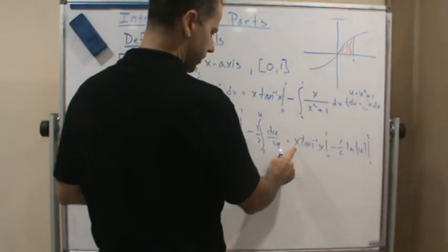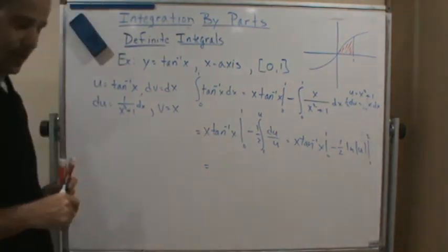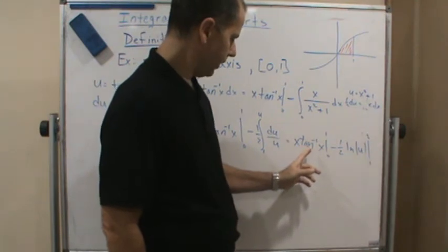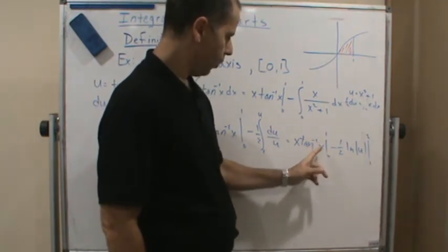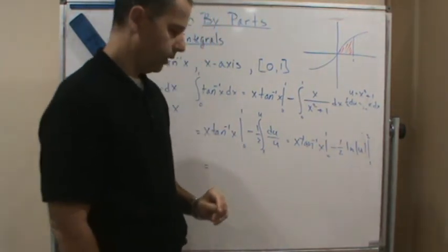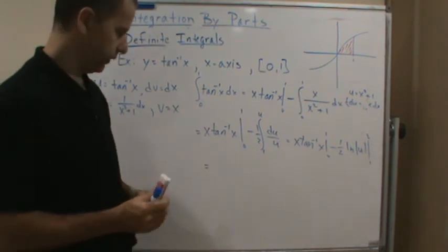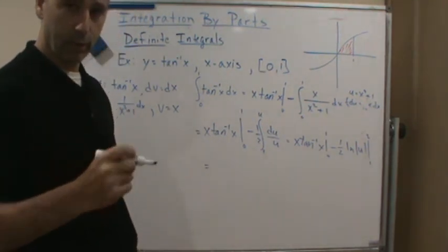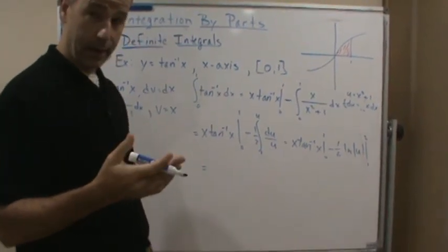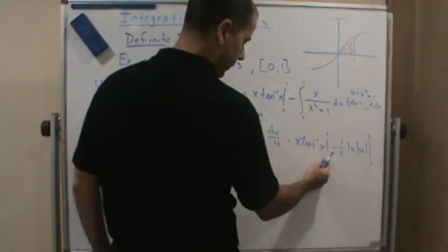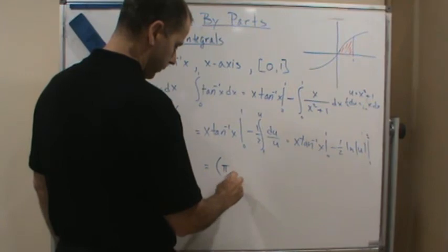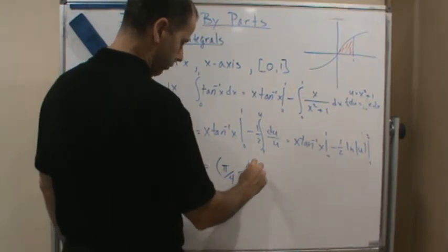At 1, this is going to be 1, but what is the tangent inverse of 1? So in other words, the tangent of what angle will give us 1? Well, that's going to be pi over 4, right? It's a 45-45-90 triangle. So that's going to be pi over 4. So the answer, to evaluate this one, is going to give us pi over 4 minus 0.